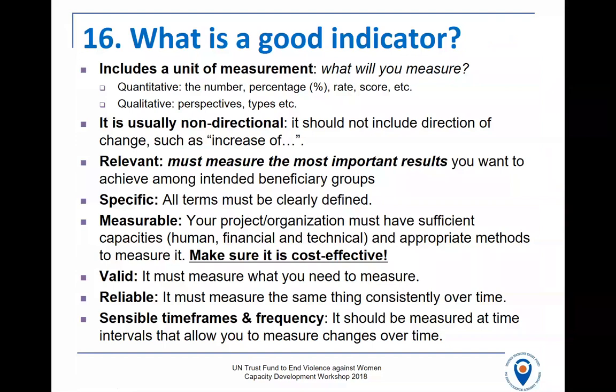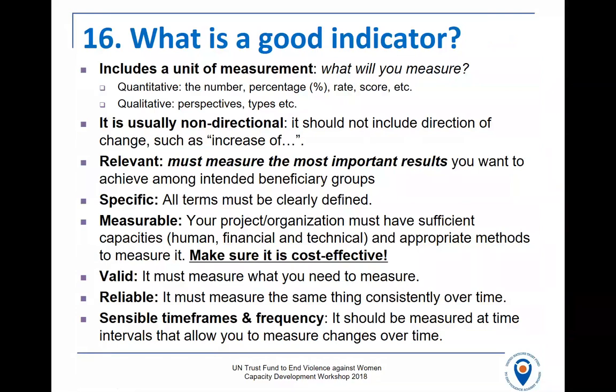Does it include a unit of measure? As I said, your indicator must include what you're measuring, whether that's a number, a percentage, a perspective, the existence of something. Indicators don't include the target, because if you're saying that you want to reach 300 women, you don't just want to measure that. What if you don't reach 300 women? You want to know whether you're reaching women, full stop.